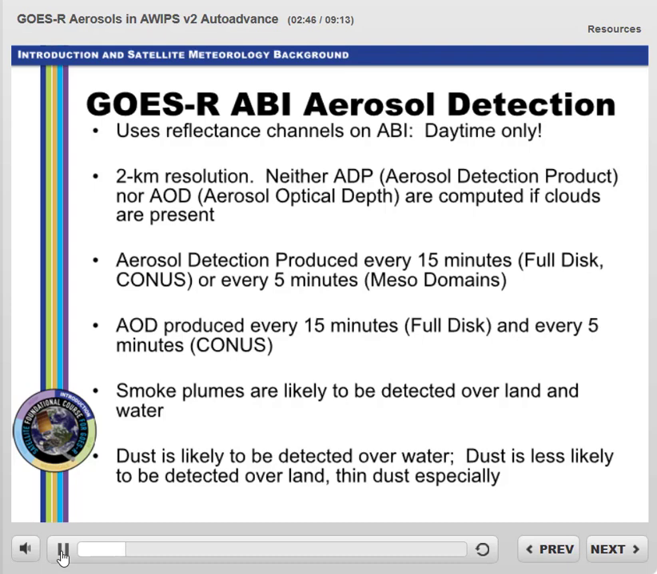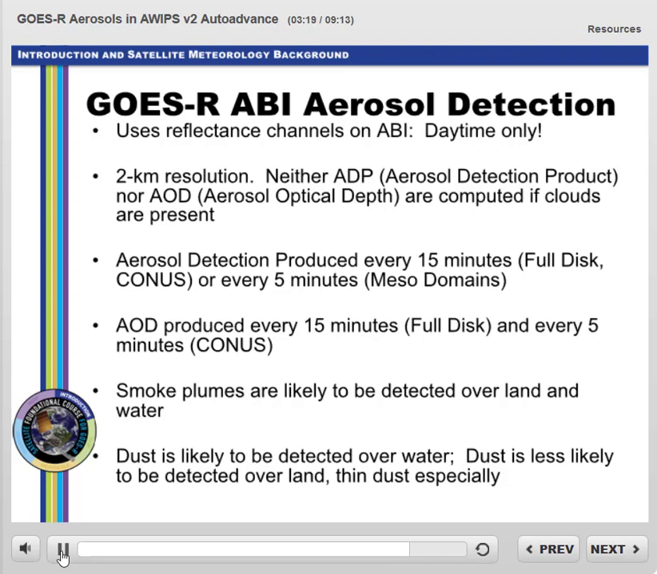Aerosol products are created using reflectance values, so they are daytime-only products when solar reflectance is present. They have 2-kilometer resolution. This is the poorest resolution of the reflectance channels, and they're not computed if clouds are present. Aerosol detection occurs every 15 minutes in full disk and CONUS domains, and every 5 minutes in mesoscale domains. Aerosol optical depth is computed every 15 minutes in the full disk domain and every 5 minutes in the CONUS domain. It's not computed over mesodomains.